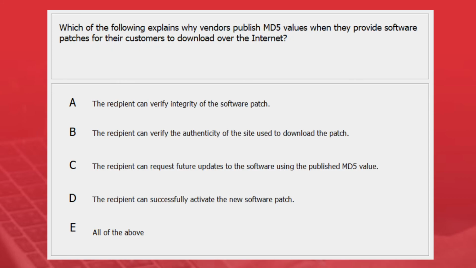Question number 14. Which of the following explains why vendors publish MD5 values when they provide software patches for their customers to download over the internet? A. The recipient can verify integrity of the software patch. B. The recipient can verify the authenticity of the site used to download the patch. C. The recipient can request future updates to the software using the published MD5 value. D. The recipient can successfully activate the new software patch. E. All of the above. The correct answer is A.